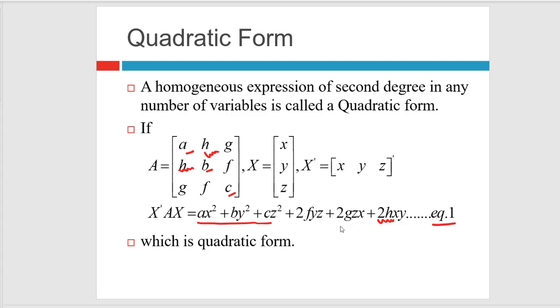Then twice g term, then we write down the g value. Then twice f, from this we easily write down the f value. In this way we form the A matrix from the given quadratic form.